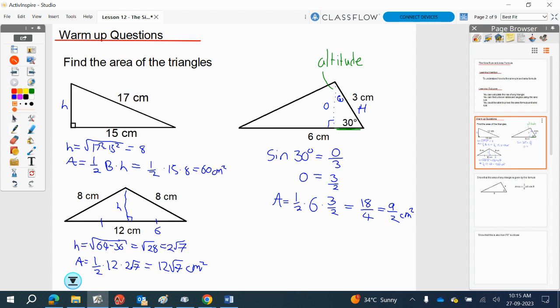Just a quick question. How did you get 3 over 2 when you went from sine 30 equals... Because sine 30 is a half. So this implies that, can I just change that from an O to an H? Because it looks like a 0, doesn't it? We change that to an H, that to an H, that to an H. And that gives us a half is equal to h over 3, and then we move the 3 up. Okay.